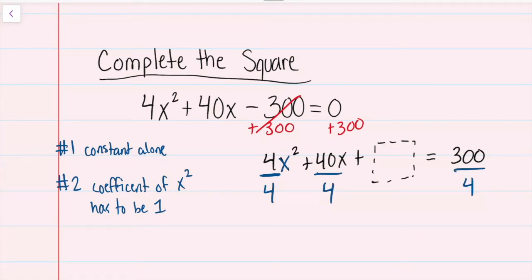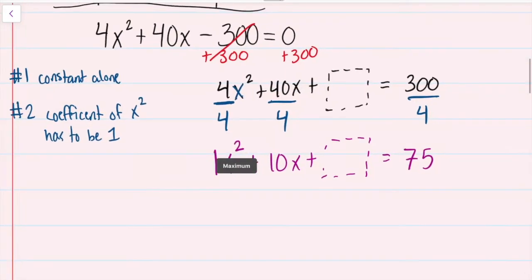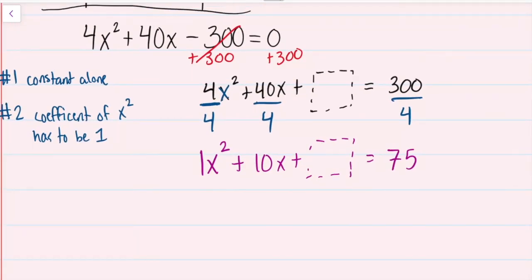So let's do some math here. So when you do 4 divided by 4, it's actually 1x squared, you could say. 40 divided by 4 is just 10x plus something. And that equals 300 divided by 4. That's a 75. Okay. The coefficient of x squared is a 1. Now what we do is we do perfect squares.